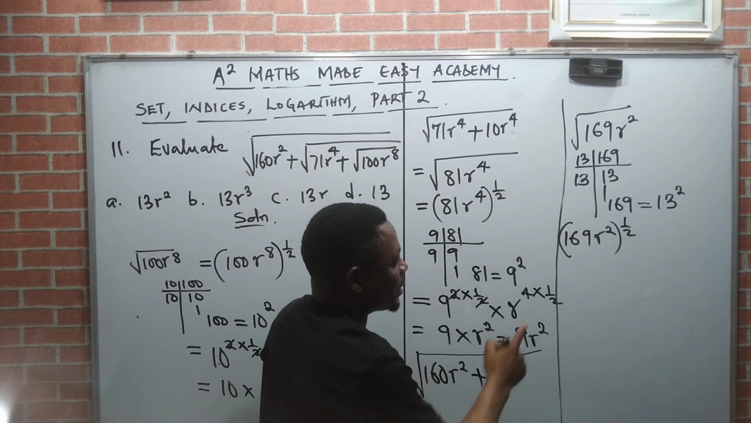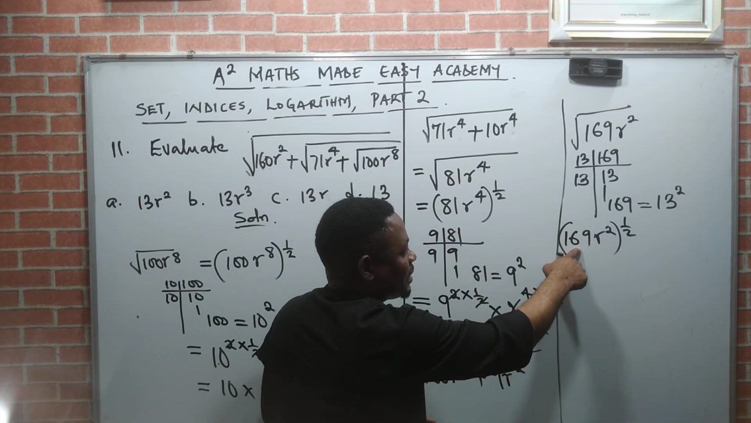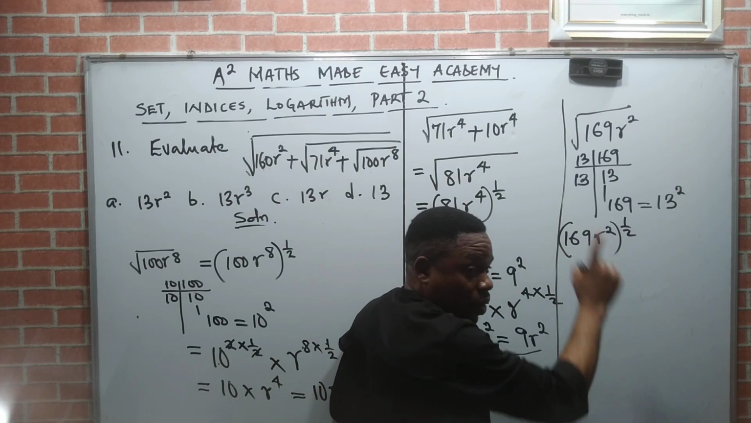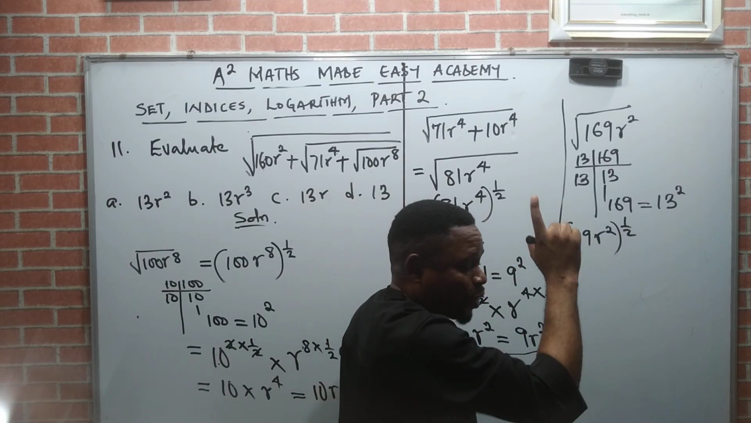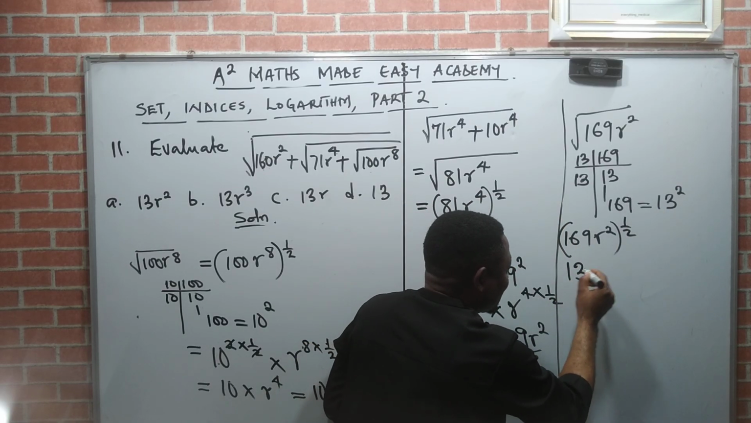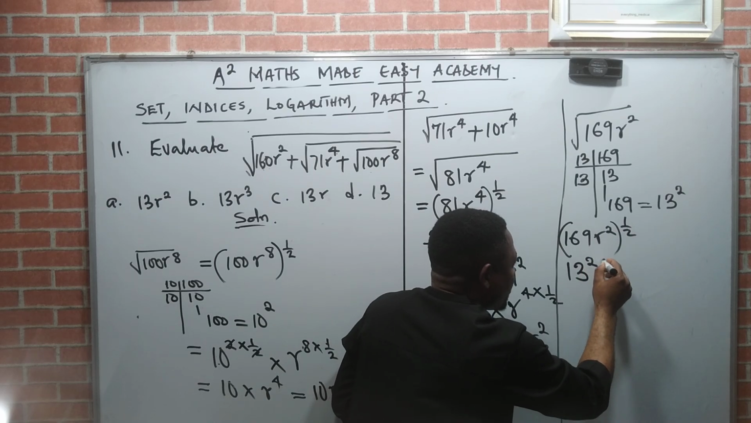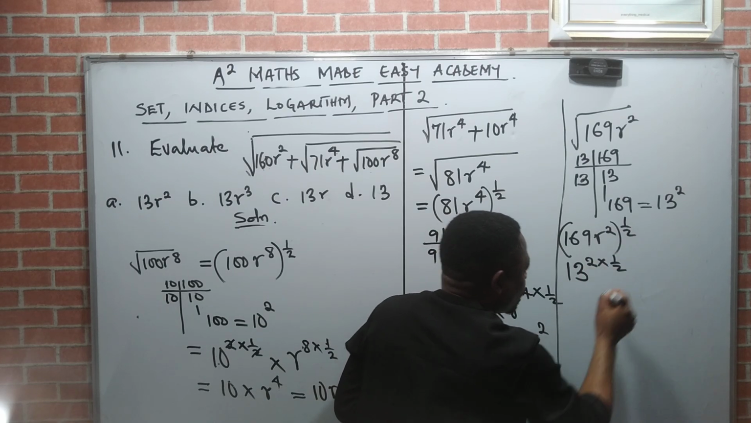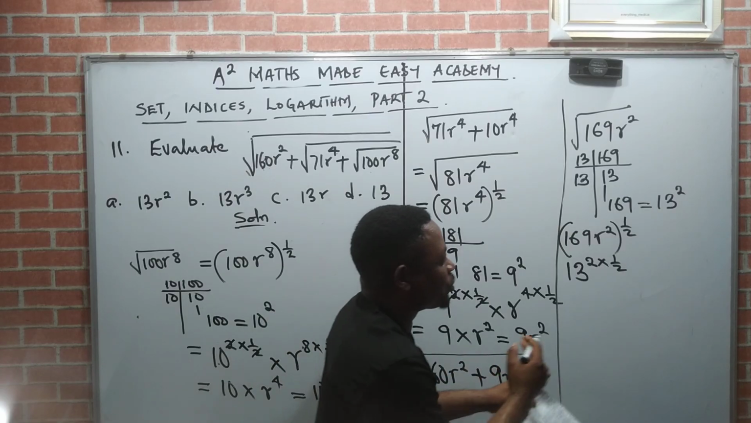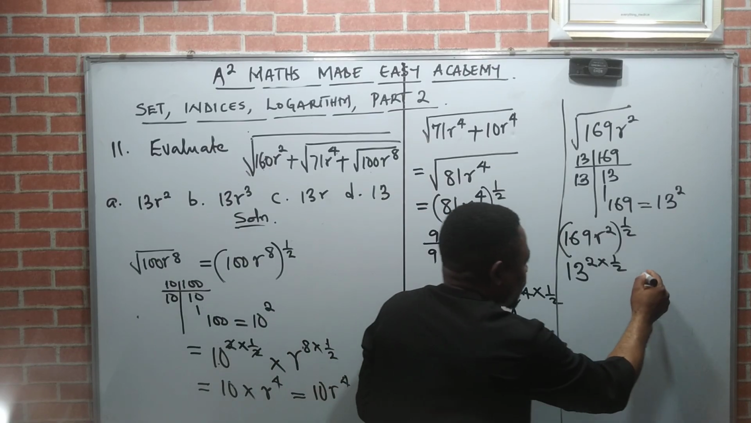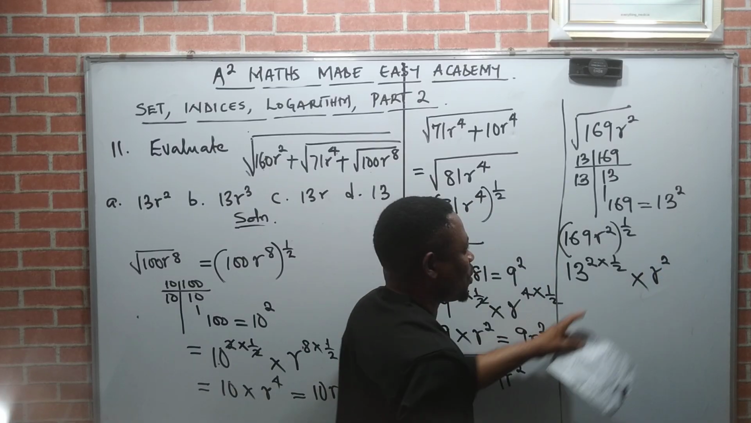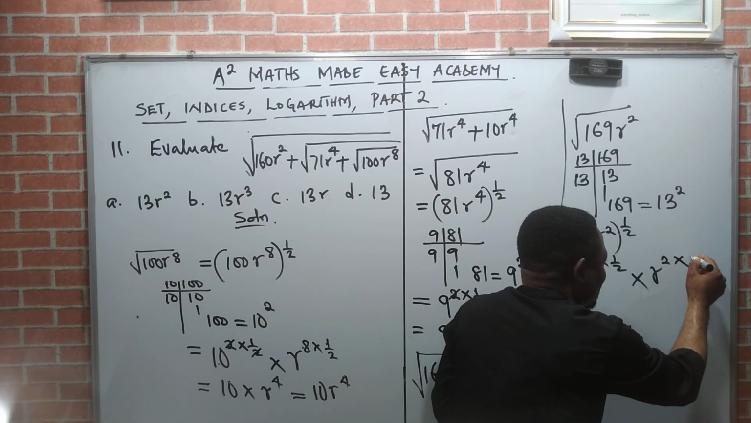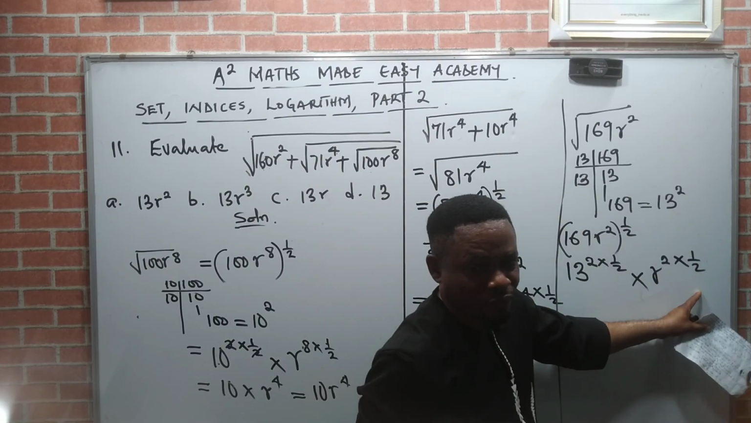Are you there now? Then do we know what is 169? Yes. What is it? 13 all to the power of 2. I will now put here as 13 raised to the power of 2. Then multiply it by the power, which is 1 over 2, because this time I'm trying to open the bracket. Then I will now go ahead. So this one is r, right? r raised to the power of 2. Don't forget again that it is still times the power, which is 1 over 2.